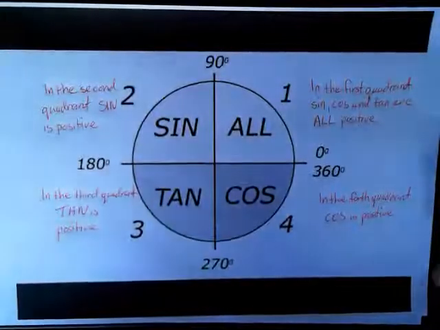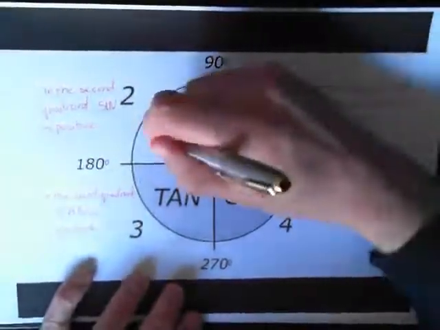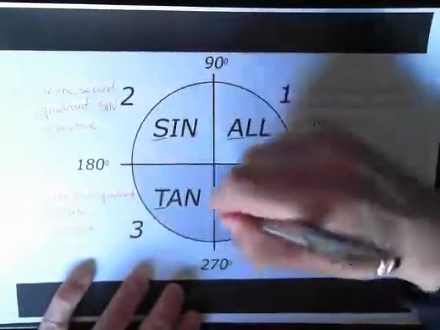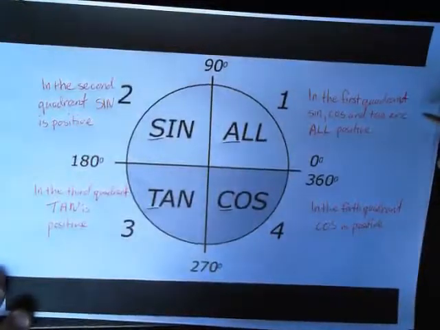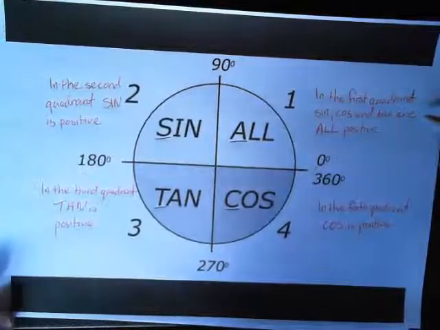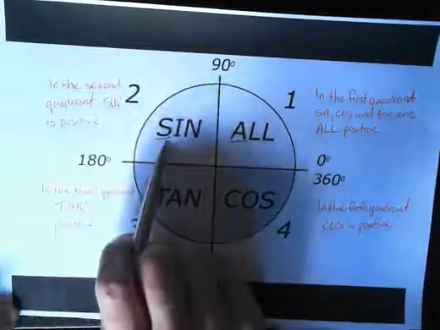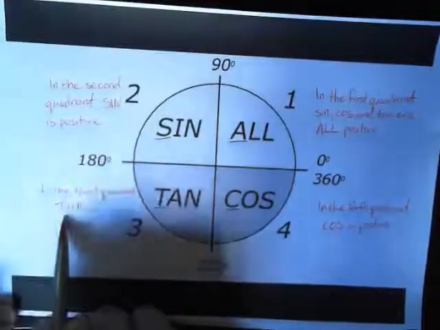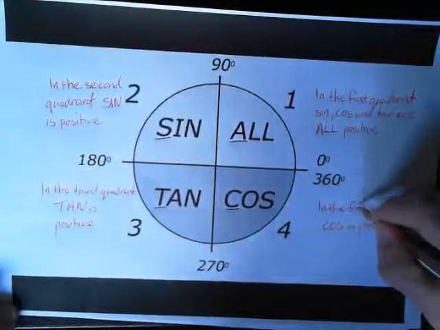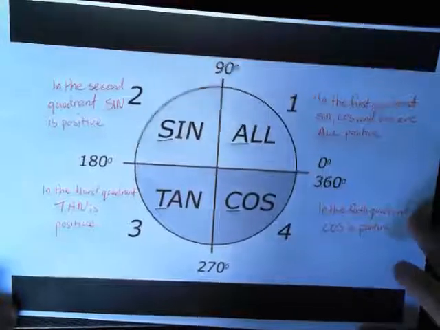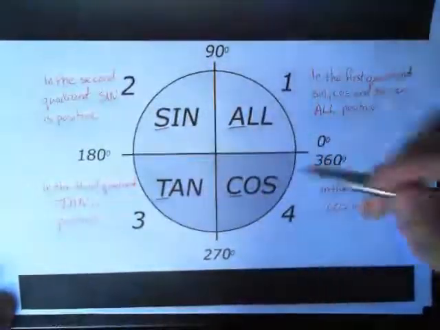It's called the ASTC rule because we've got A, S, T, C. What this means is that in the first quadrant, sine, cos, and tan are all positive. In the second quadrant, sine is positive. In the third quadrant, tan is positive. And in the fourth quadrant, I wrote fourth without a U there. In the fourth quadrant, cos is positive. So these letters represent what is positive, A, S, T, C, in each quadrant.